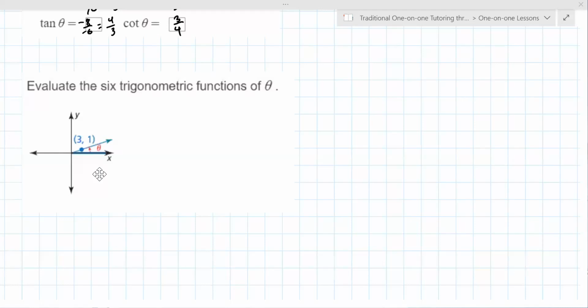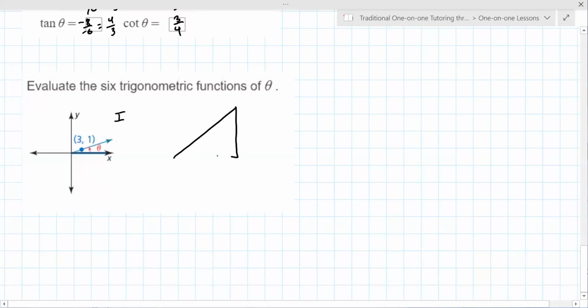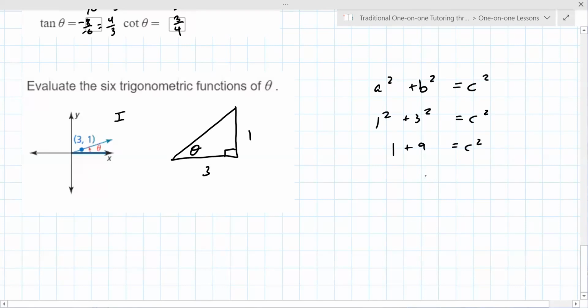Okay, so again, we're in the first quadrant. And so the reference triangle we draw here, 3 is the x, 1 is the y. And you have to find the hypotenuse. Now, because it's not a triple, you can't just write the number. You have to go back to good old Pythagorean theorem here. So your a and b are the legs, the short ones. 1 squared plus 3 squared equals c squared. 1 plus 9 equals c squared. 10 equals c squared, so c equals the square root of 10.